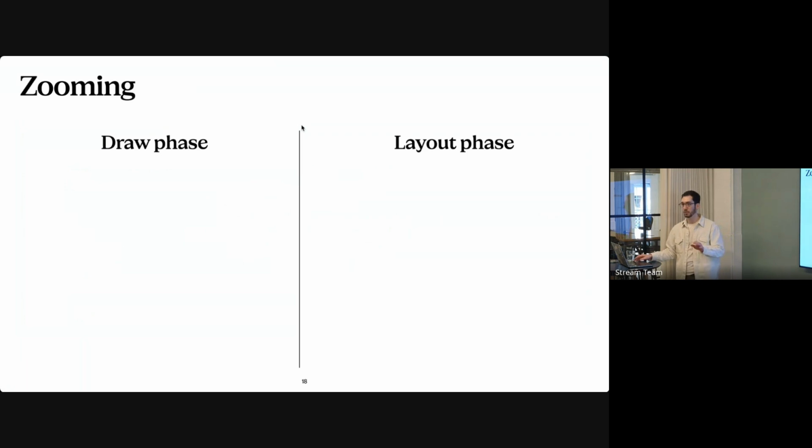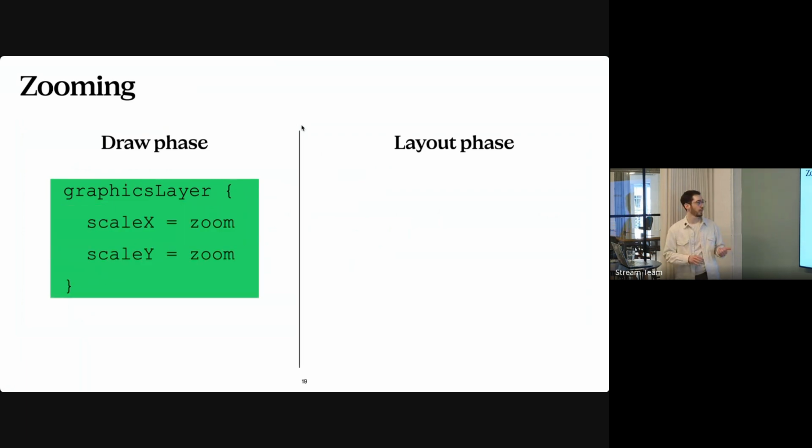And to control this in the draw phase, we will have to use the graphics layer modifier. And this allows us to set the scale X and scale Y fields, which actually makes it draw bigger than it actually is. But we need to understand that this is just about drawing. The bounds of the item is still the same. It's still in the same coordinates. The size itself didn't change, but the way we draw it on the screen has changed. So it looks bigger, but actually the size and bounds of it are not.